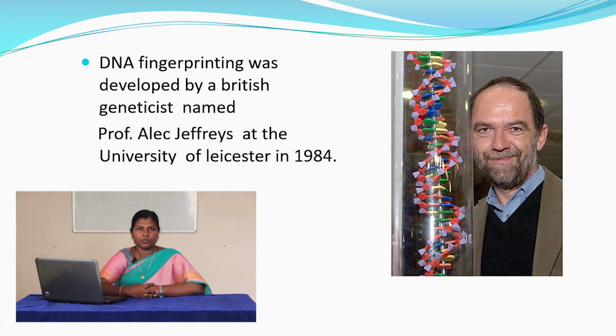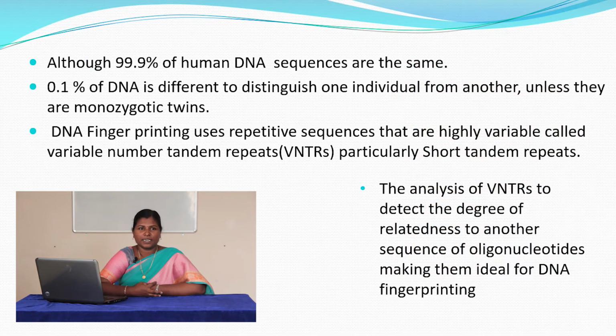DNA fingerprinting was developed by a British geneticist named Professor Alec Jeffreys at the University of Leicester in 1984. He was able to help out police investigations, paternity and diagnostic disputes. Although 99.9% of human DNA sequences are the same, 0.1% of DNA is different, which distinguishes one individual from another, unless they are monozygotic twins.